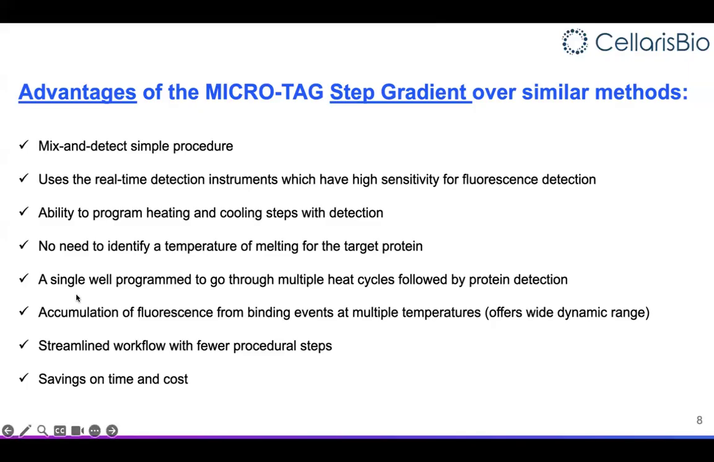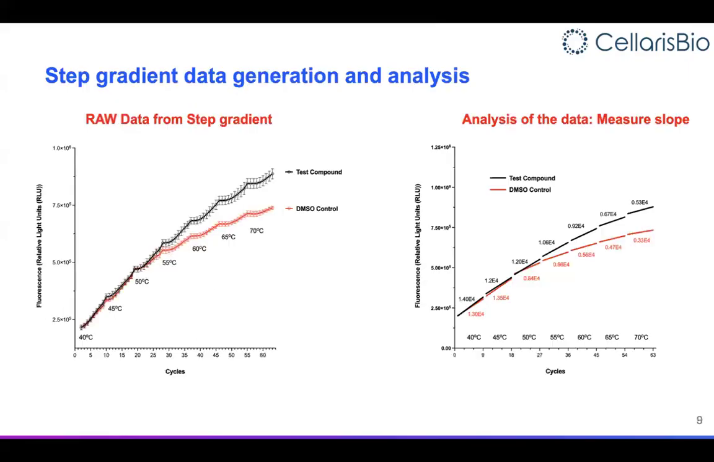A single well will be programmed to go through multiple heat cycles followed by protein detection. And the amount of fluorescence that's detected really is an accumulation of all the binding events for all the temperatures. This is a streamlined workflow, with fewer procedural steps, which saves time and money.